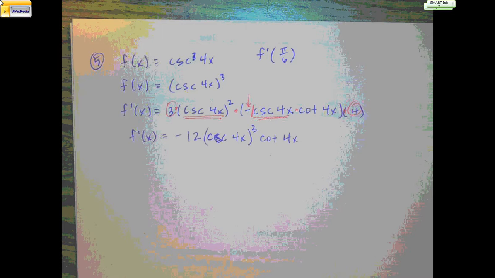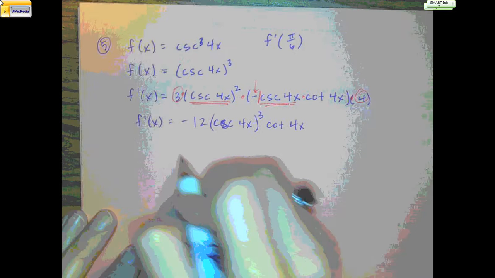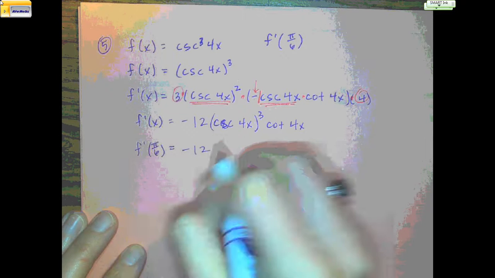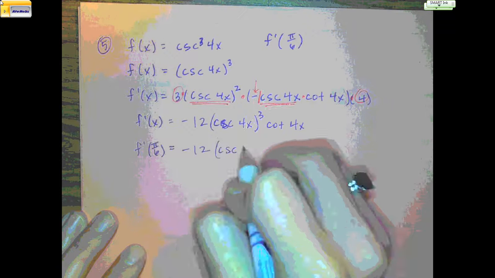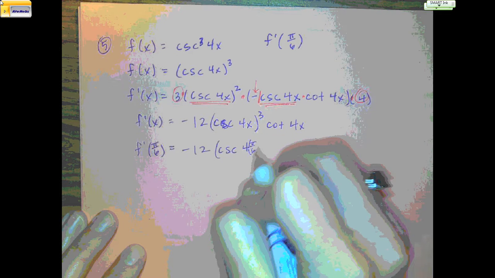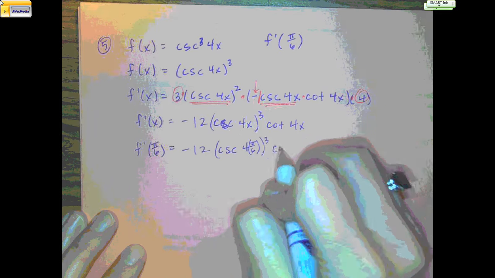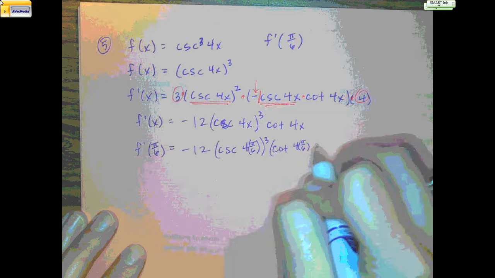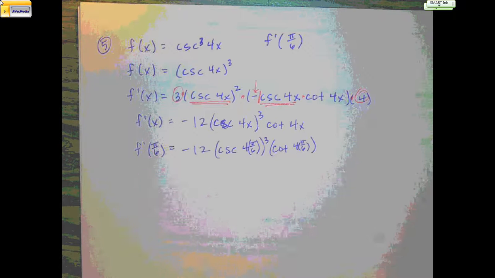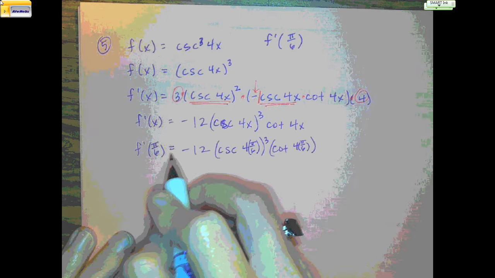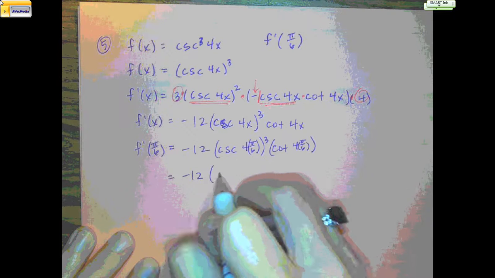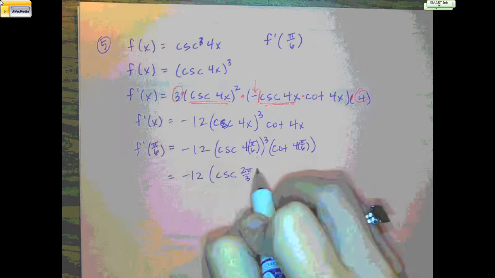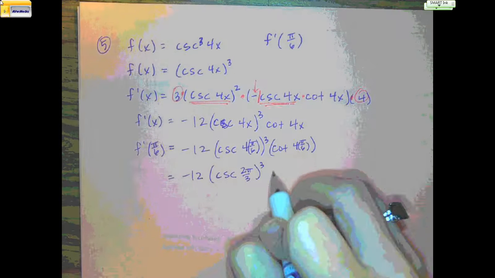Kind of. All right, let's replace the x with pi over 6. Pi over 6. It's been a while since we've seen that. How many degrees is that? It's 30. But we've got times 4 here. So let's see. We really have negative 12 times cosecant 4 pi over 6 is 2 pi over 3. And that's being cubed times cotangent of 2 pi over 3.